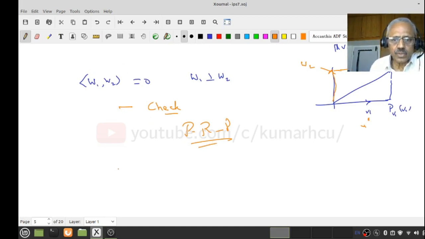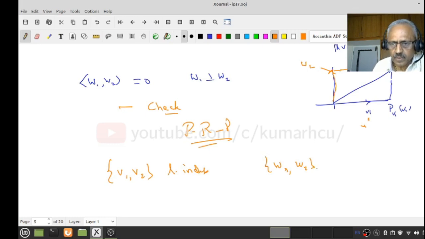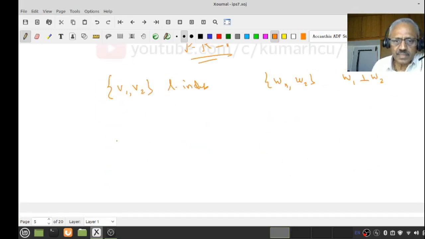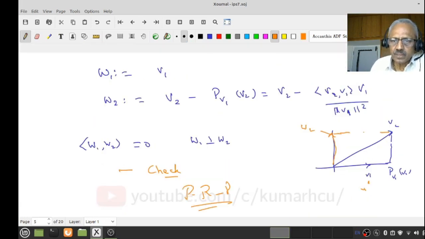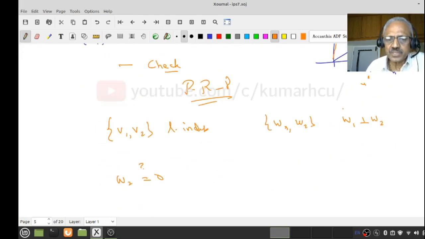Okay. So let us look at two things. I started with V1 and V2 linearly independent, and I ended with W1, W2. Then I found out W1 is orthogonal to W2. Right. Now notice, can W2 be zero? Can it happen? Suppose W2 is 0, what does it mean? That means V2 is a scalar multiple of V1, but that contradicts V1 and V2 being linearly independent. Therefore, this cannot happen.